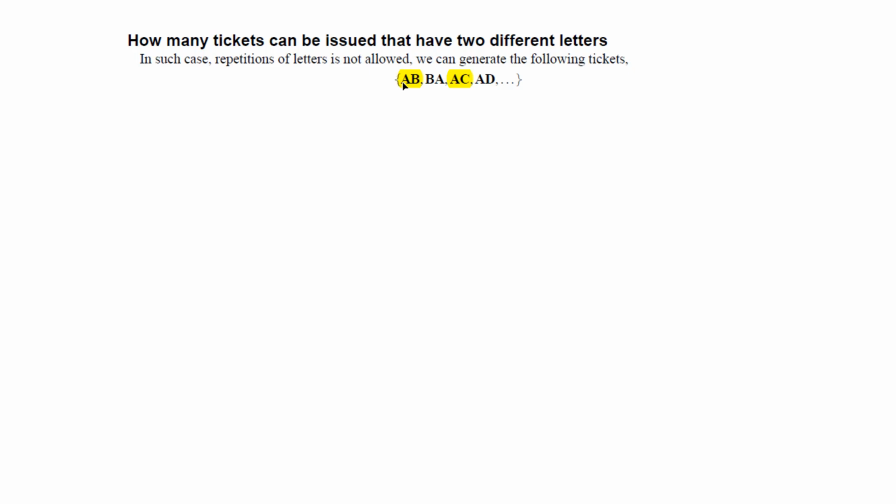The second question is: how many tickets can be issued that have 2 different letters? So we may have a ticket holding AB or BA or AC, but we cannot have a ticket holding AA, BB, CC, etc. So what does that mean? It means that repetition of the letter is not allowed. So here we have permutation without replacement. Now we have these 2 conditions: letters are ordered in the ticket and replacement is not allowed.